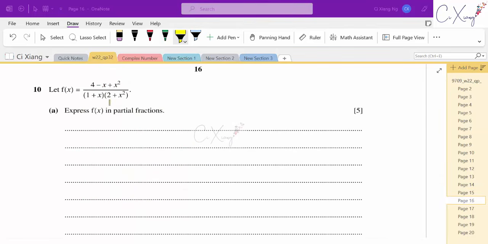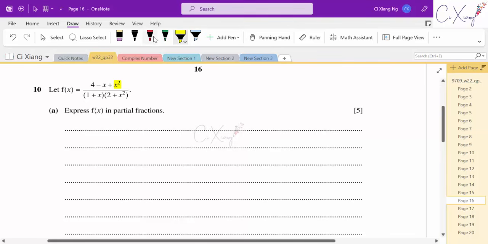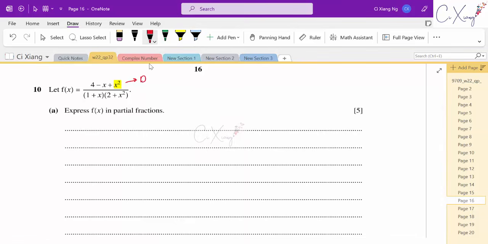Okay, so we are now at the very last question, question number 10. They want us to express f(x) in partial fractions. First of all, let us double check the degree of the fraction and see whether it is an improper fraction or a proper fraction. For this one, the highest power on top is 2, so the degree is 2. For the denominator, if we multiply them out, they are x to the power 3, so the degree is 3. So the degree on top is less than the degree at the bottom, therefore this is a proper fraction.